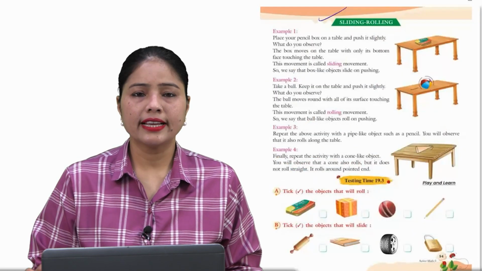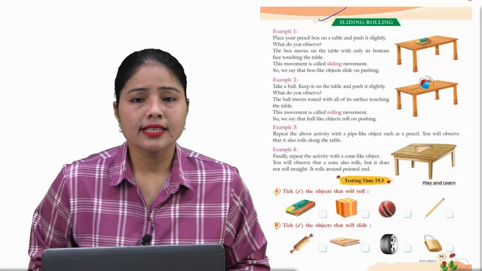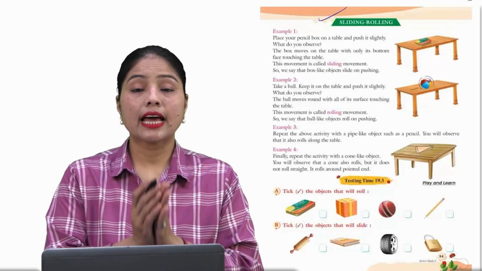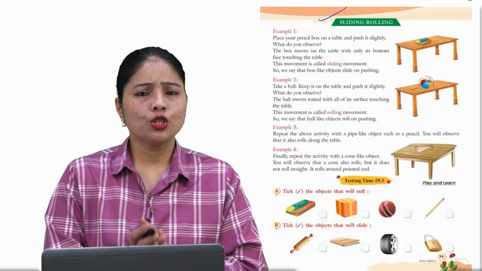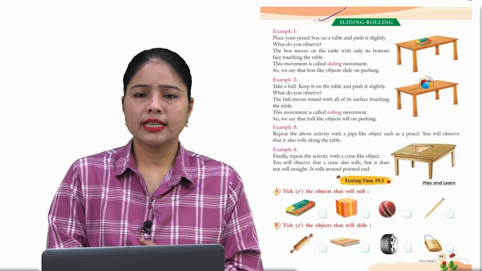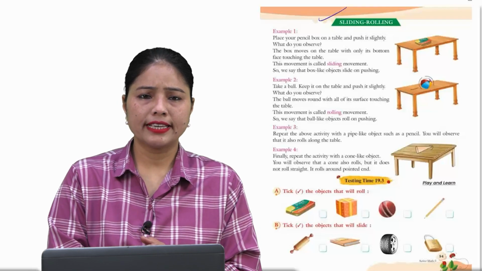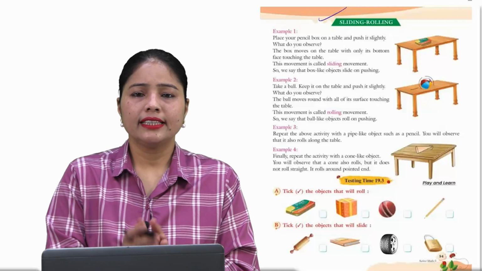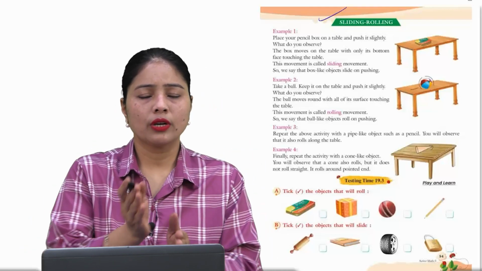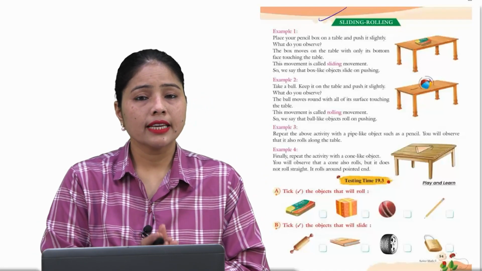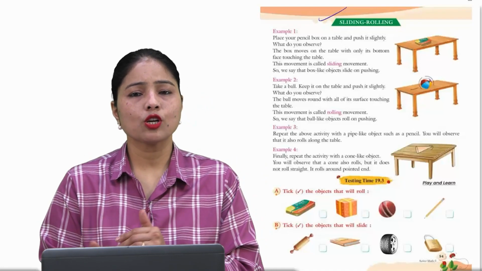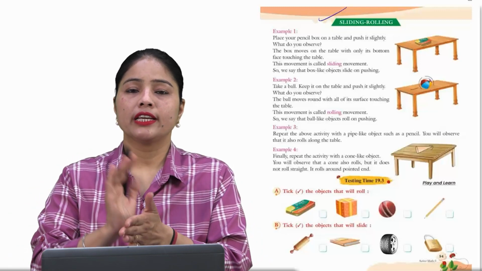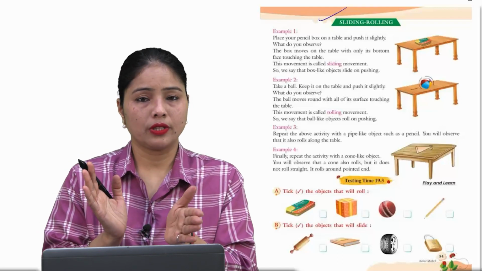So now beta move on next, which is sliding and rolling. Example 1, place your pencil box on a table like that and push it slightly. What do you observe? The box moves on the table with only its bottom face touching the table. Okay, this movement is called sliding. ये slide होते हुए जा रहा है, ये roll नहीं हो रहा है, just slide हो रहा है. So we can say that box-like objects slide on pushing. तो बॉक्स की तरह जो भी हमारे ऑब्जेक्ट्स होते हैं, अगर हम उसको पुश करते हैं तो वो स्लाइड होते हैं.